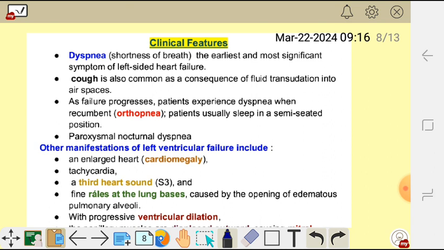Then if the patient lies flat down, we are going to have orthopnea. This is when the patient lies down, and when he lies down, he fails to breathe. He is going to have shortness of breath, and that is corrected when the patient sleeps in a semi-seated position.